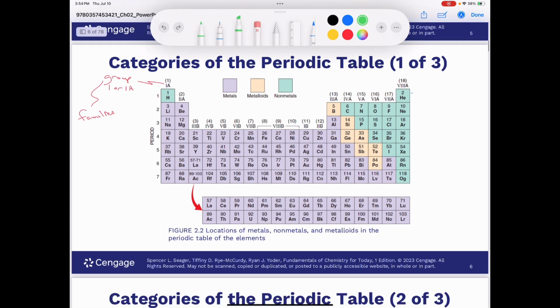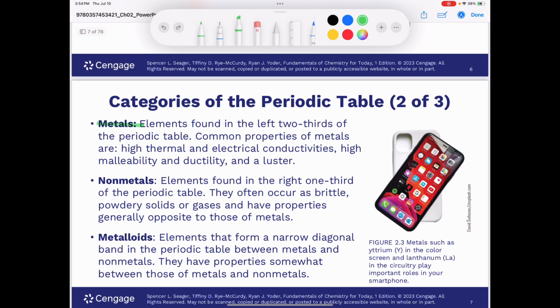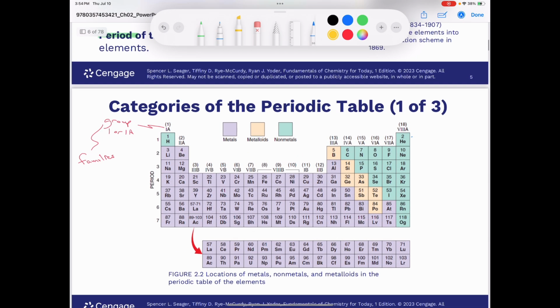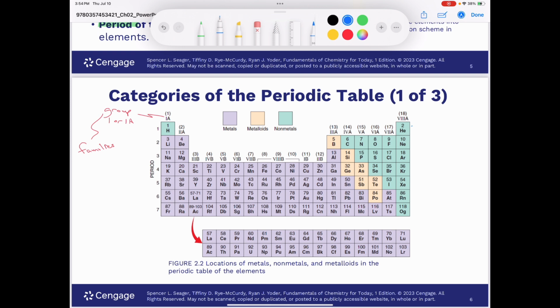So after the metals, if we go back here, we have the nonmetals. So the nonmetals is the second largest group, and they're found on the right 1/3 of the periodic table. They're oftentimes gases or brittle, powdery solids, and they have properties that are generally the opposite of metals. And if you studied biology at all, you'll see that a lot of the elements that show up in your biology class, like carbon, nitrogen, oxygen, sulfur, phosphorus, right? These elements are all nonmetals. You also see gases like helium, neon, argon, etc. But again, nonmetals are on the right 1/3 of the periodic table.